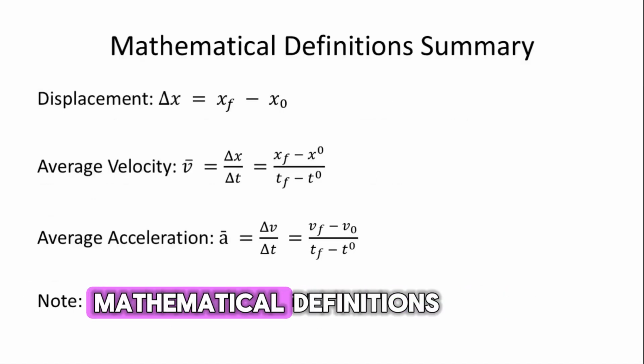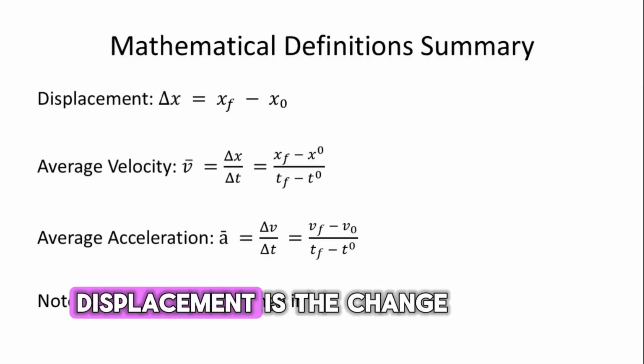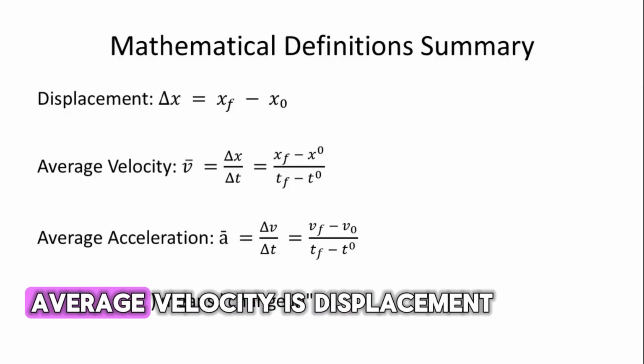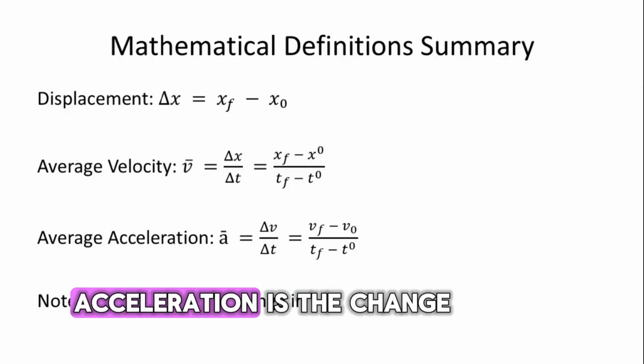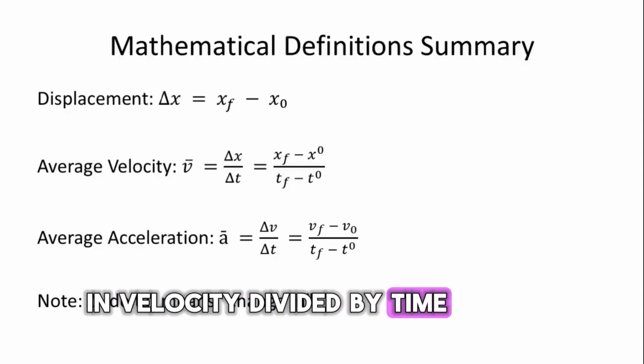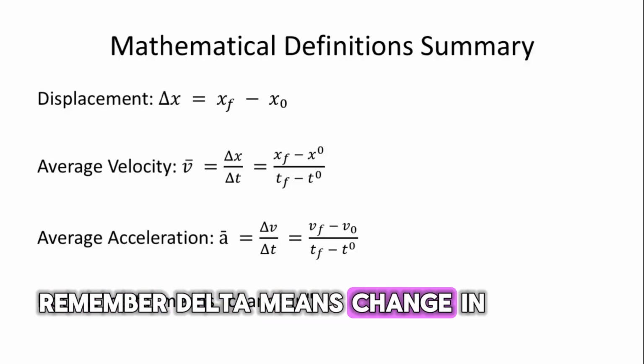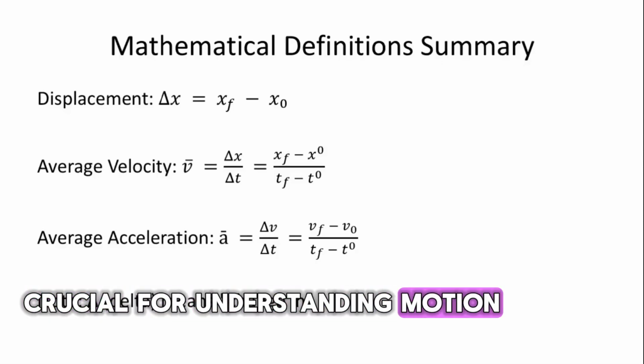Here's a summary of mathematical definitions. Displacement is the change in position, average velocity is displacement divided by time, and average acceleration is the change in velocity divided by time. Remember, delta means change in, crucial for understanding motion.